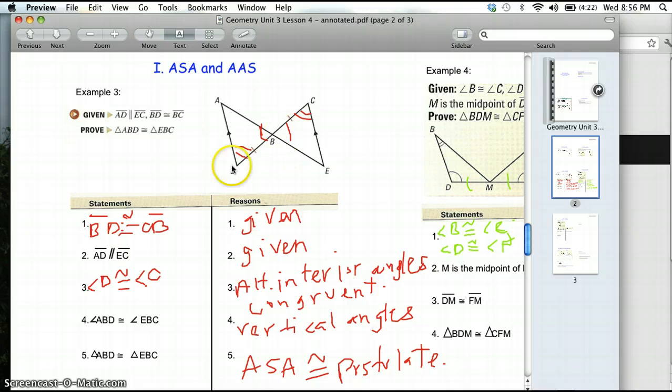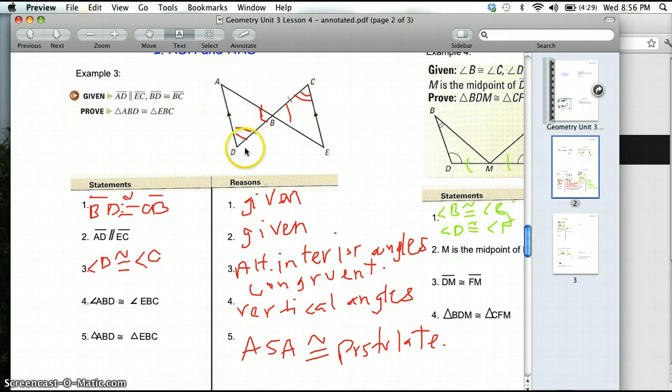How did I figure that out? Because AD and CE are parallel. Now remember, when two parallel lines are cut by a transversal, we've got alternate interior angles, and alternate interior angles are congruent. So angle D is congruent to angle C based off of alternate interior angles are congruent. And then lastly, we've got angle ABD and angle CBE are congruent because both of these angles are vertical. So our reason is vertical angles. So we can prove that triangle ABD is congruent to triangle EBC because of the angle, side, angle postulate.